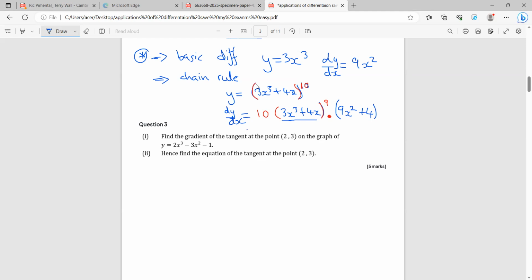So all you need to do is just combine all your answers. These guys are multiplying each other, and the final answer will be 10. Write the smaller bracket first, 9x squared plus 4, and then that other big bracket with a power, 3x cubed plus 4x, to the power 9. Again, if you're confused, make sure you watch the other videos before proceeding on. Okay, so let me quickly erase this and we'll focus on the core concept for today.